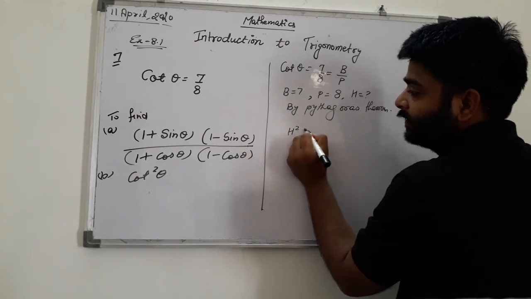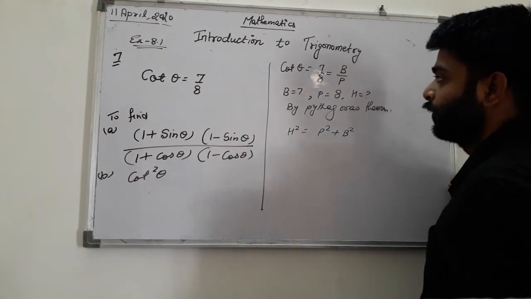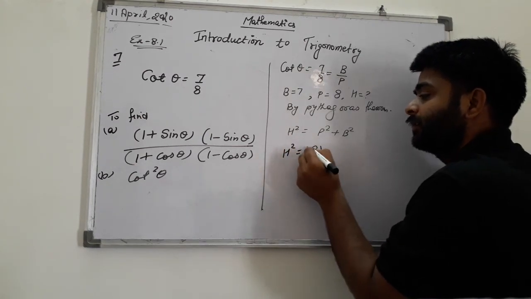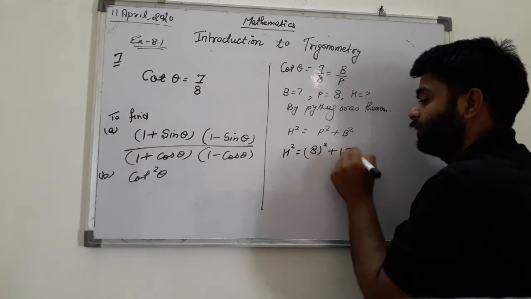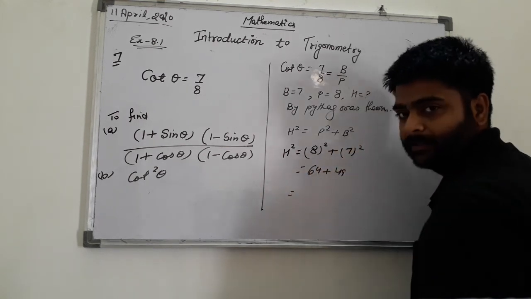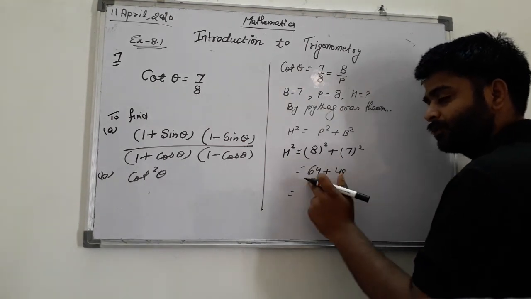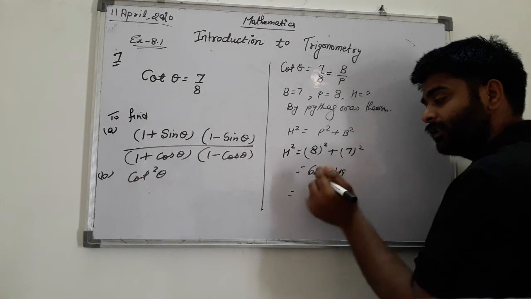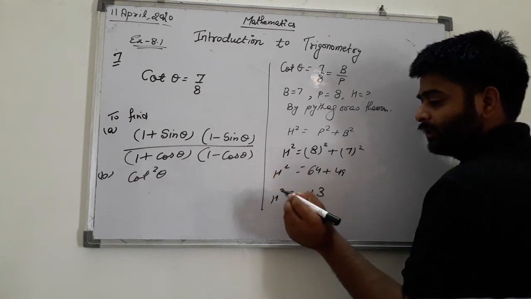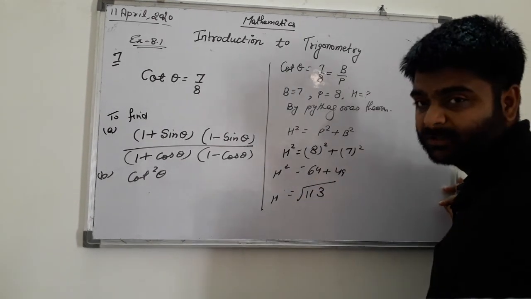Theorem: H square equals P square plus B square. H we need to find. P is 8, so 8 whole square plus 7 whole square. 8 square is 64 and 7 square is 49. What are we getting? 9 plus 4 is 13, 6 plus 4 is 10, so 113. So H square is 113. If you remove this square, what we are getting? Root 113. This is the value of H.